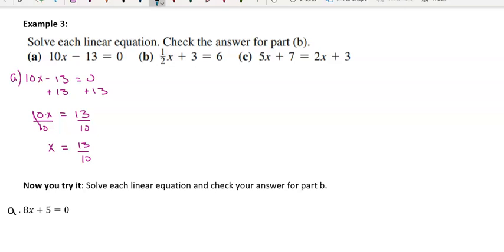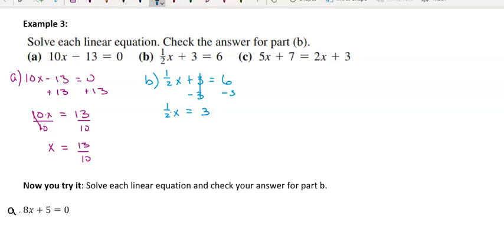All right, so the next one is, every one of these is a little bit different. So we've got 1/2 x plus 3 equals 6. So again, there's no parentheses, so we can just start by using the addition property. We're going to subtract 3 from both sides, and the goal is to make it subtract away on this side. So we get 1/2 x equals 3.